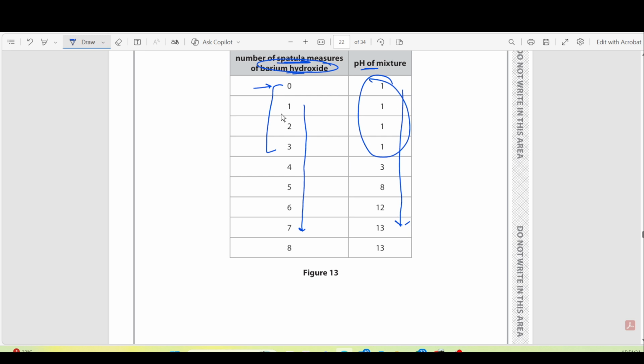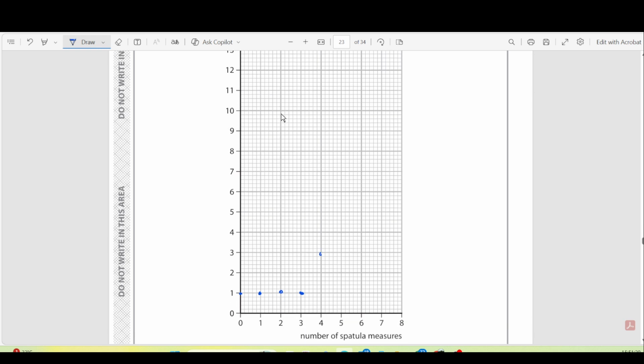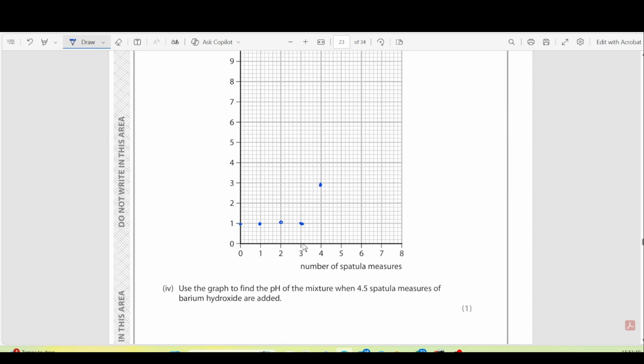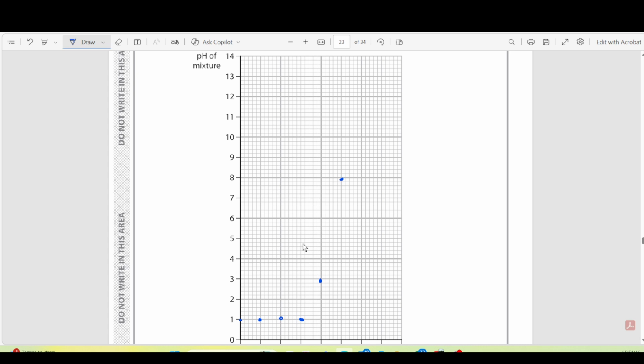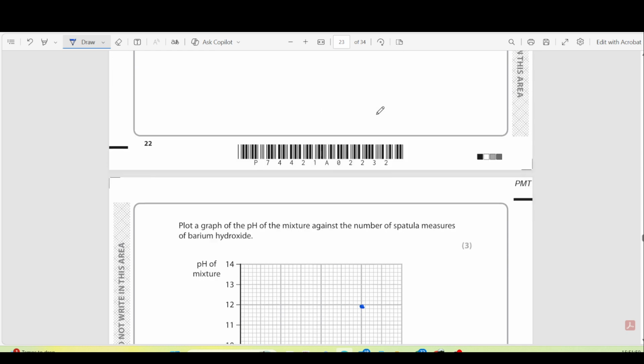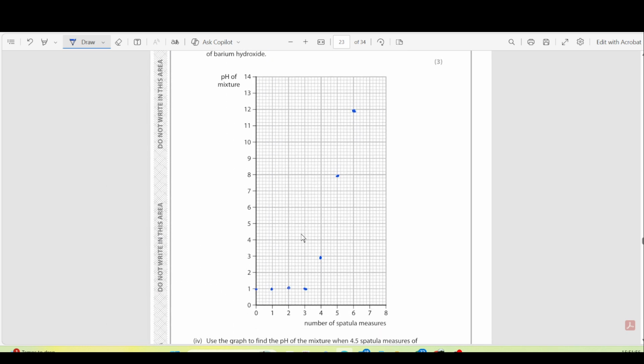At 4 spatulas, the pH is 3. So 4 and 3. For 5 it is 8, and for 6 it is 12. So 5 and 8 is this, and 6 and 12, you can see this is 6 and this is 12. And then for 7 and 8 it is 13. So this is how the graph looks.